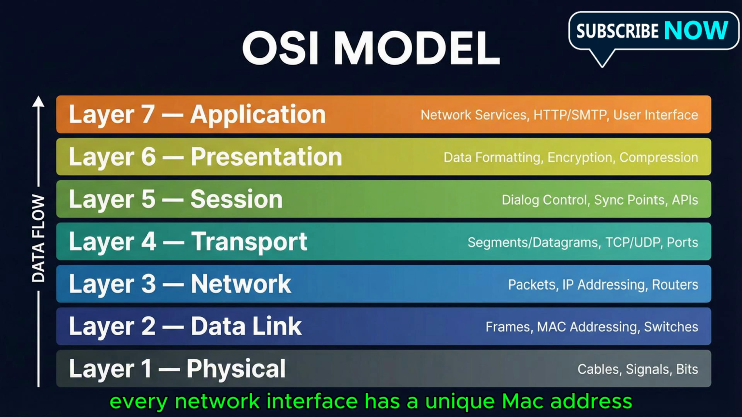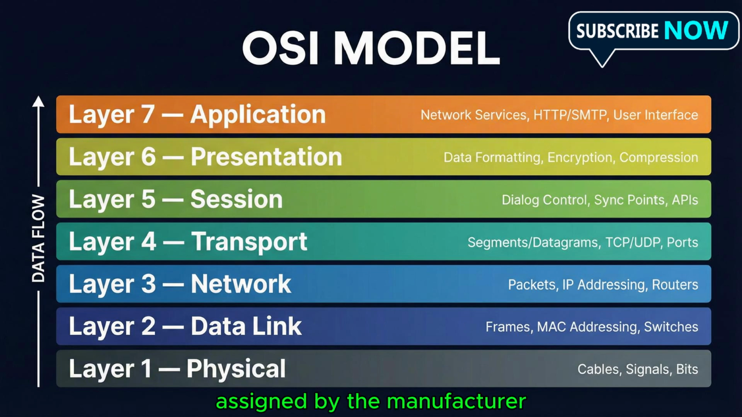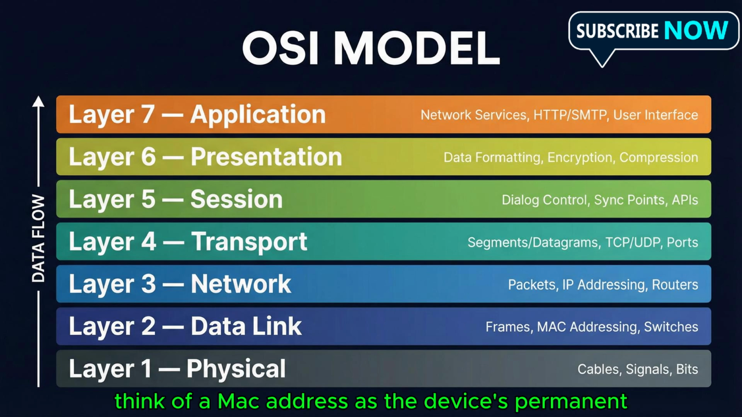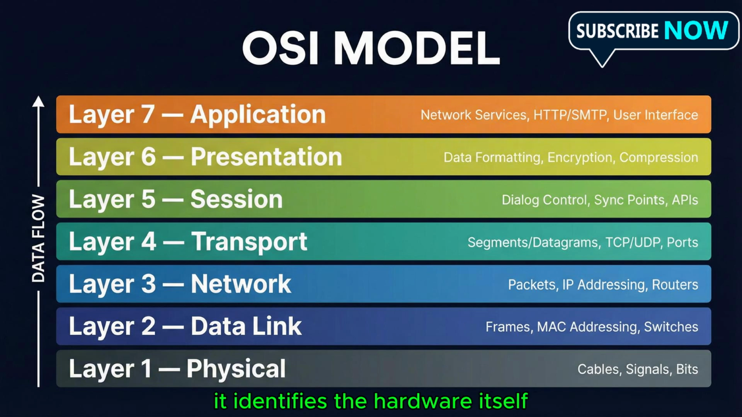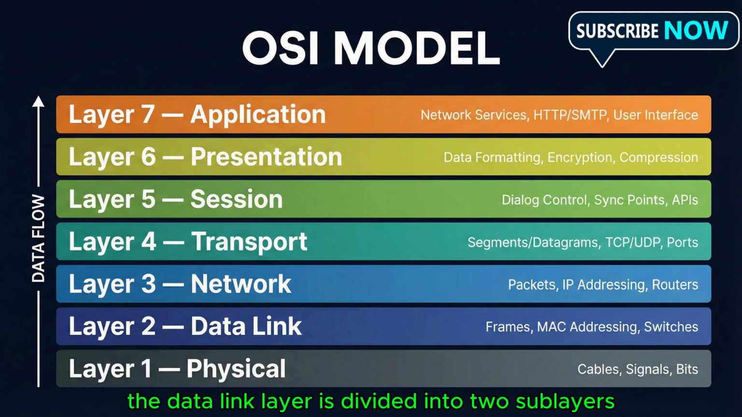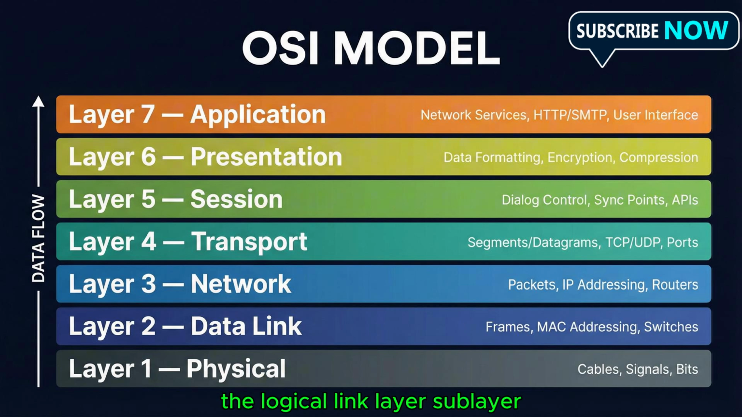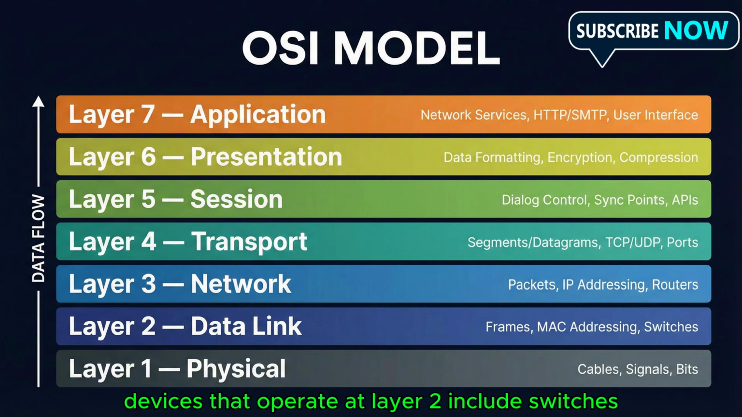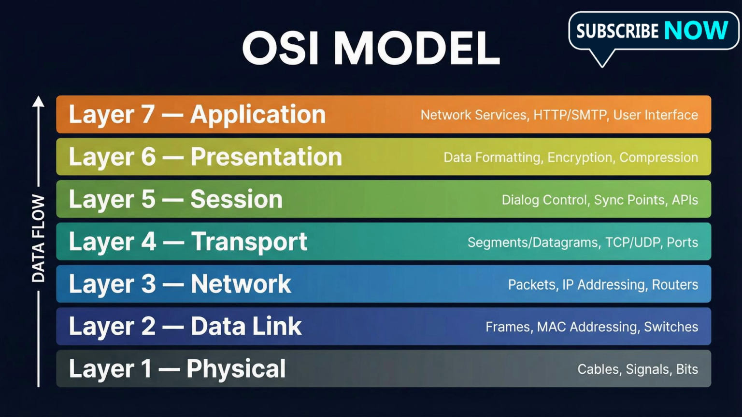Every network interface has a unique MAC address assigned by the manufacturer. Think of a MAC address as the device's permanent name tag. It does not change based on location. It identifies the hardware itself. The data link layer is divided into two sublayers, the logical link control sublayer and the media access control sublayer. Devices that operate at layer 2 include switches and network bridges.